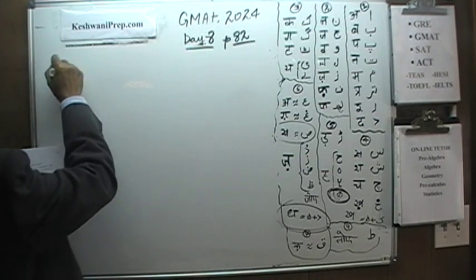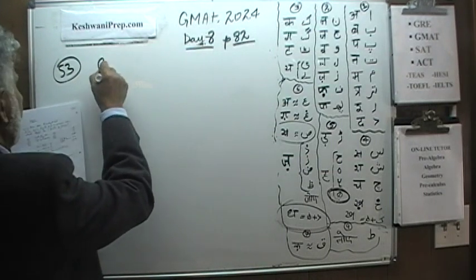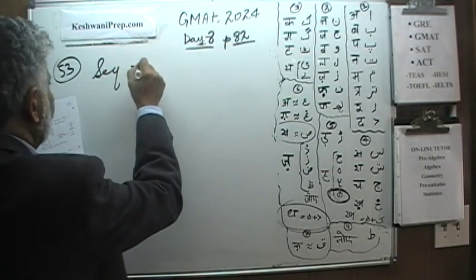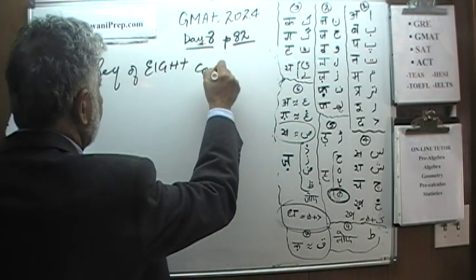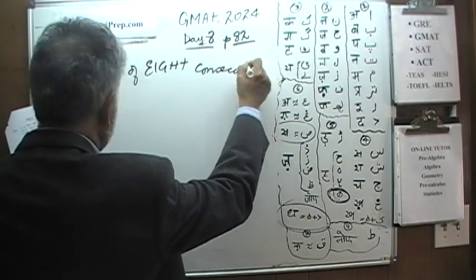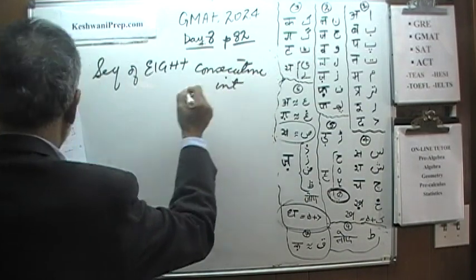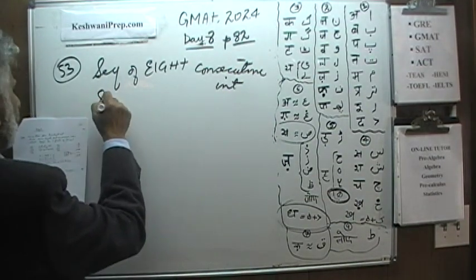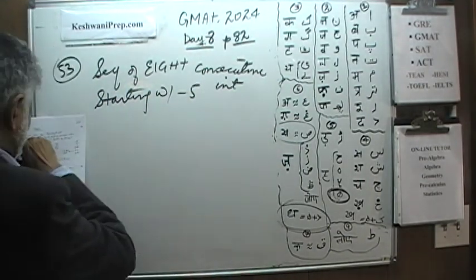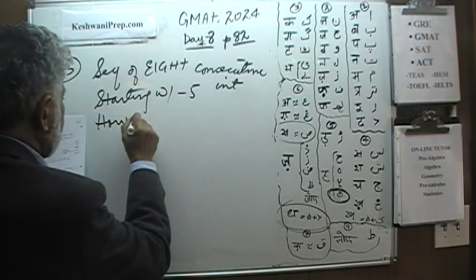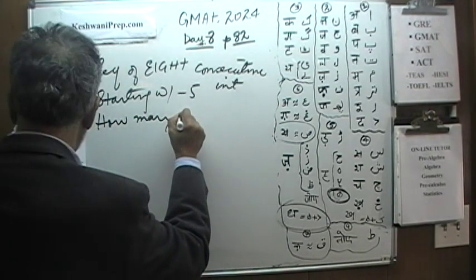53. We are told that we have a sequence of 8 consecutive integers, starting with -5. The question simply is, how many are positive?